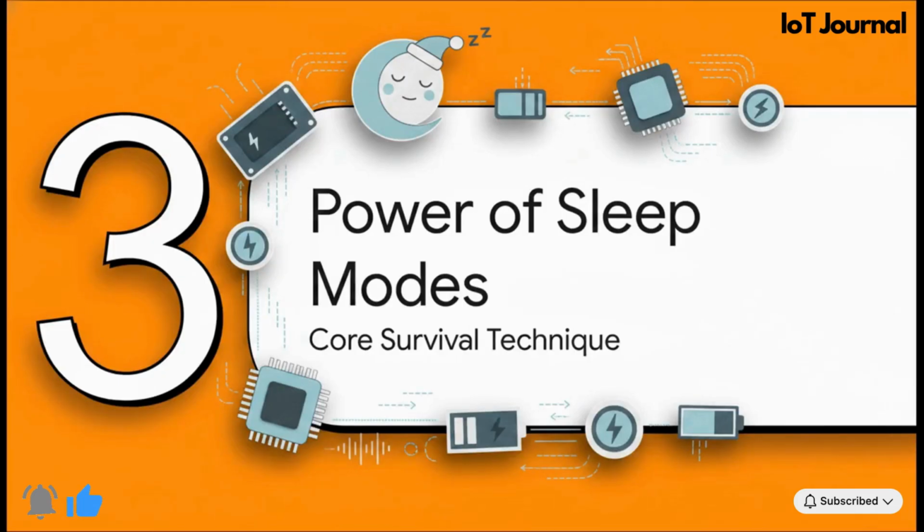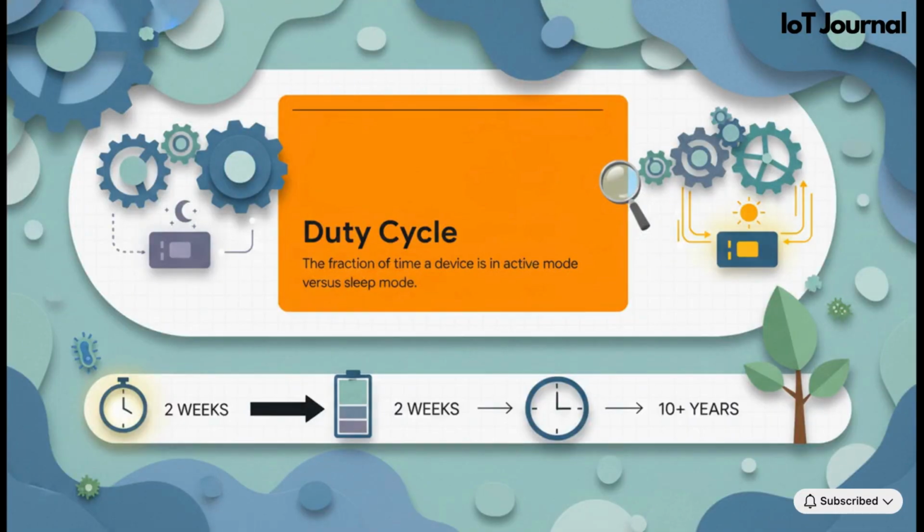Let's move to Section 3, the power of sleep modes, the core survival technique. Okay, so if thinking and talking take up so much energy, how do these tiny devices survive for a decade? It all comes down to a mathematical concept called the duty cycle. It's basically the fraction of time a device spends awake versus asleep. If your device has a 1% duty cycle, it means it's only active for about 8.6 minutes out of an entire 24-hour day. The rest of the time, it's out cold.